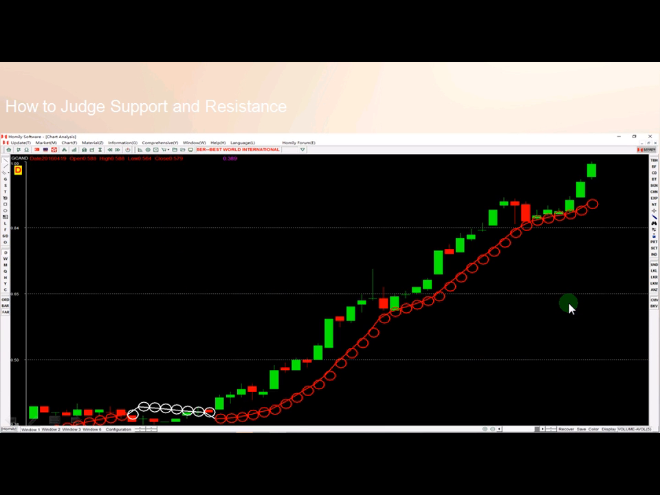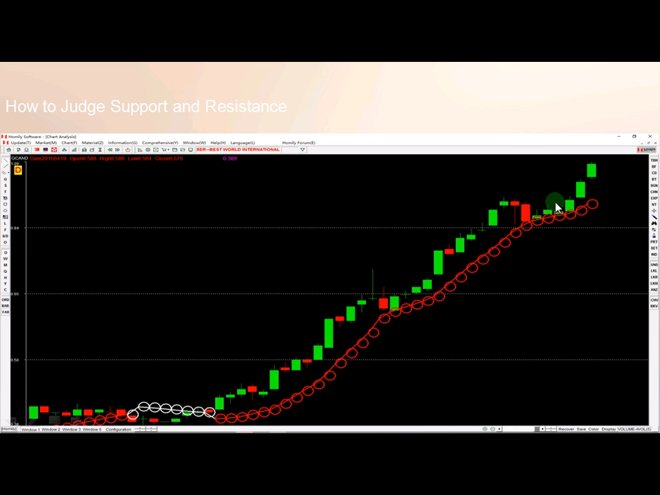Then this one. Then this is the red and white circle. Red and white circle also can help us to judge the support and the resistance. If you see the price retraces to the red circle, it means that here got some support. You can buy again, so you can earn some profit, right? Then we can see here the price just touched the red circle and got some support. You have another chance to get in as the price goes up again, right?